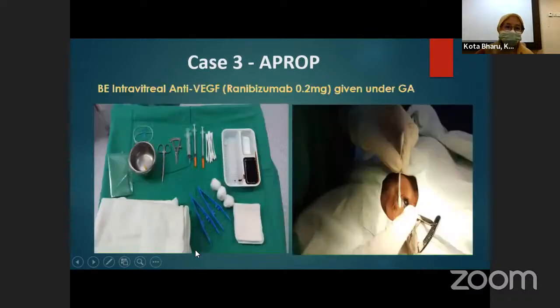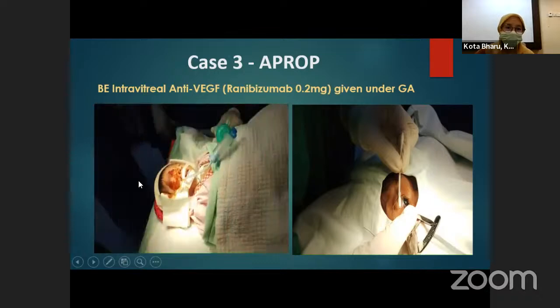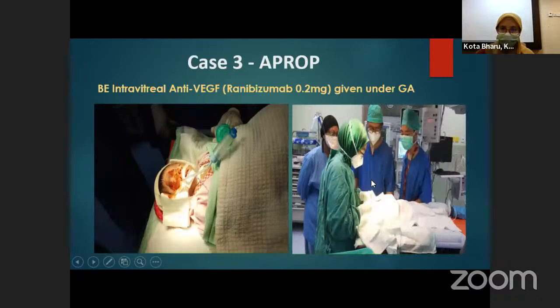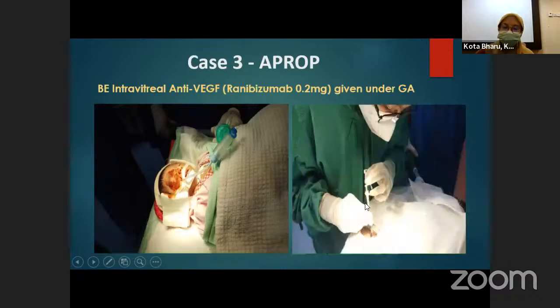Okay, this picture showing the preparation in the OT setting for the intravitreal anti-VEGF, baby under general anesthesia. This is the procedure. During the procedure, okay, the injection of intravitreal into bilateral eyes. Okay, thank you, courtesy for this picture to our vitreoretina team, NS team, and also the pediatric team.